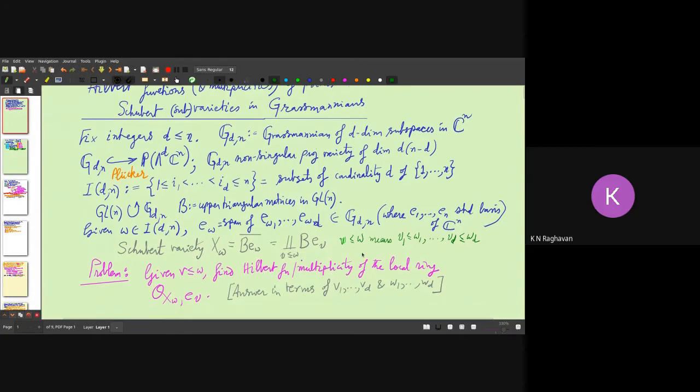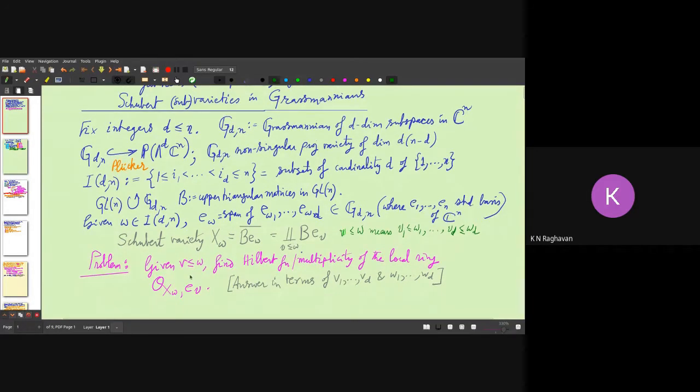Okay, and our question is, given V less than or equal to W, find the Hilbert function or the multiplicity of the local ring at EV of this Schubert variety. And the answer must be in terms of just this combinatorial data, these integers V1 through Vd and W1 through Wd. Okay, so this is the question that we are trying to answer.